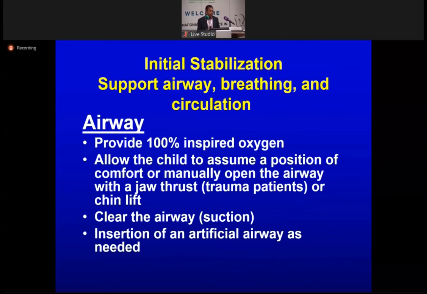In terms of support, airway, so any child who comes with respiratory distress or concern for respiratory failure, provide 100% oxygen. Allow the child to assume a position of comfort. If needed, open the airway. Clear the airway as needed, and insertion of an artificial airway as needed.